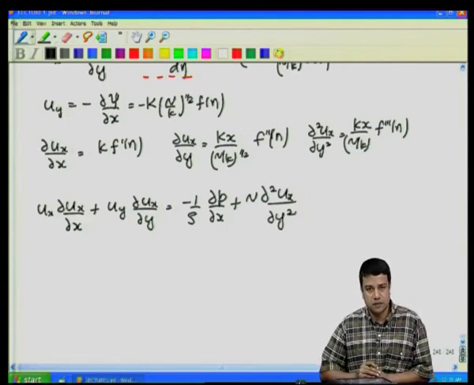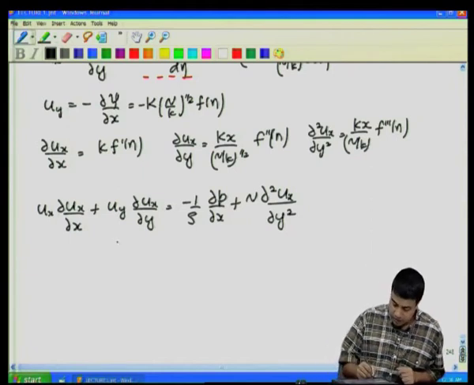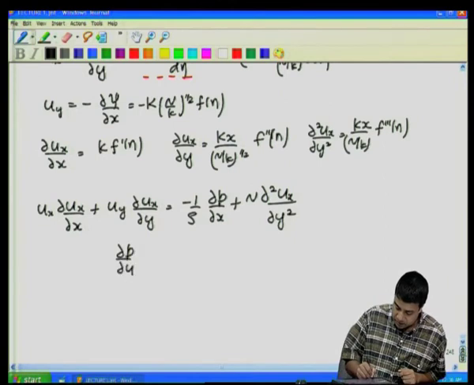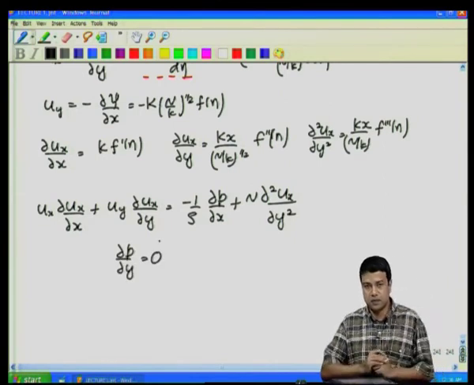Yes, so that is the equation for the boundary layer. We still have not gotten the pressure gradient yet. The pressure gradient is obtained by the condition that partial p by partial y is equal to 0.